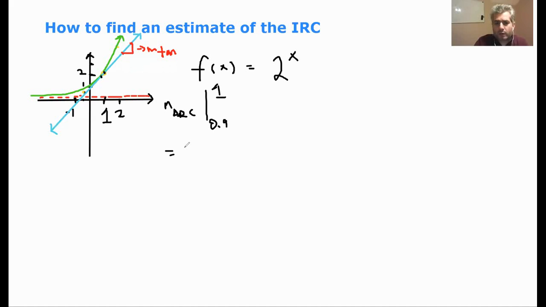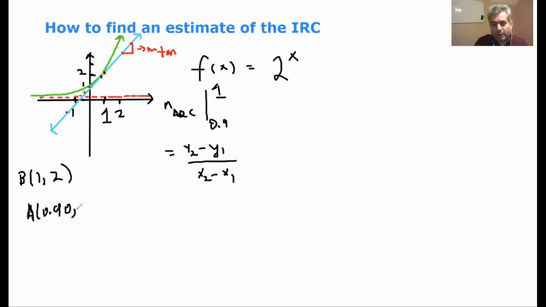If you remember, the average rate of change is y2 minus y1 over x2 minus x1. So we already have the point at x equals 1, so 1 comma 2. That's our first, or that'll be like our second point. Let's call this point B. And point A is at x equals 0.9. We just chose that arbitrarily. You could choose 0.85, you can choose 0.95, 0.99. The closer, the better.